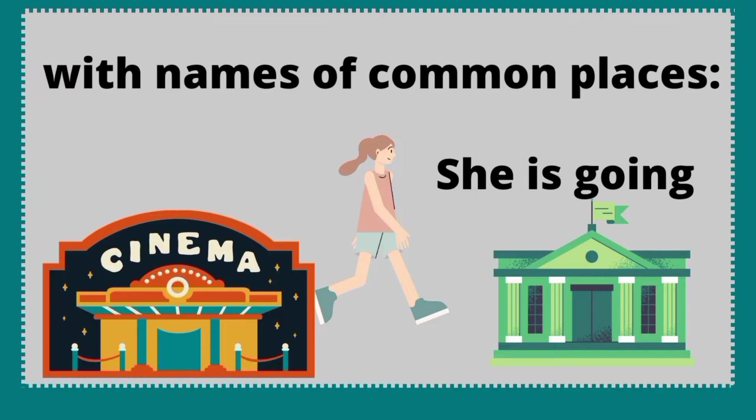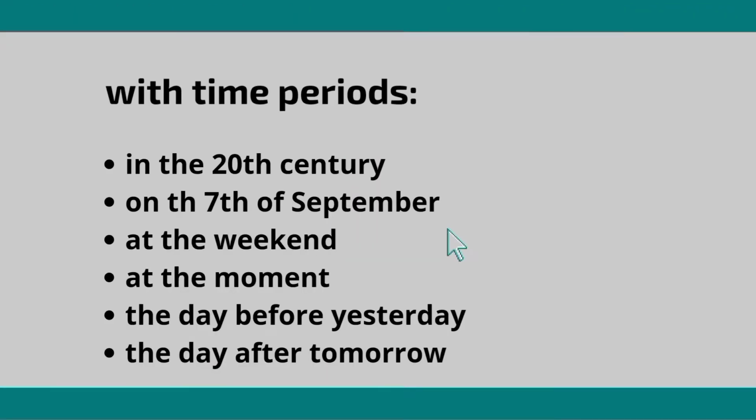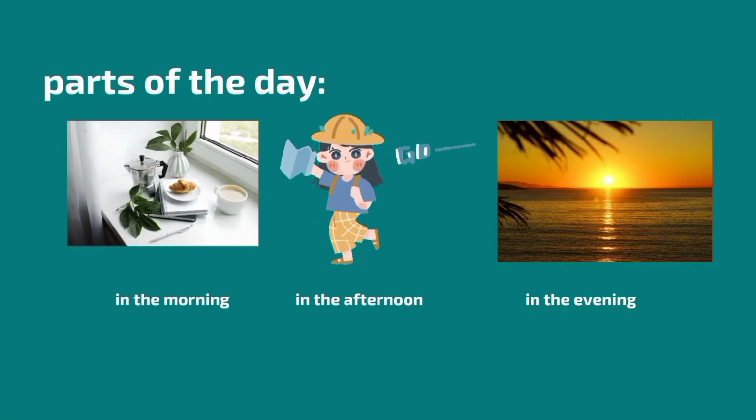The is also used with names of common places. So if I say she is going to the bank, it means to her bank or to the nearby bank. Or she is going to the cinema. It is also used with the expressions showing time periods. Like in the 20th century, on the 7th of September, at the weekend, at the moment, the day before yesterday, the day after tomorrow, and with the parts of the day, in the morning, in the afternoon, in the evening.